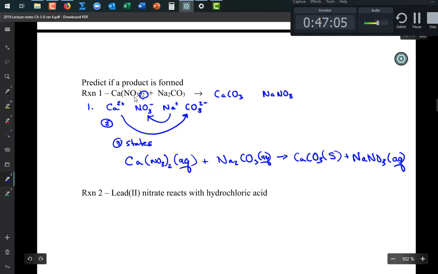Now, if you want to balance this, I'm going to go ahead and balance it. I'm going to put a 2 over here. That'll balance the whole thing out. But we would balance it. Like the fourth step is now that we've determined the states, we figured out a solid is formed. And then the last step is we're going to balance it.